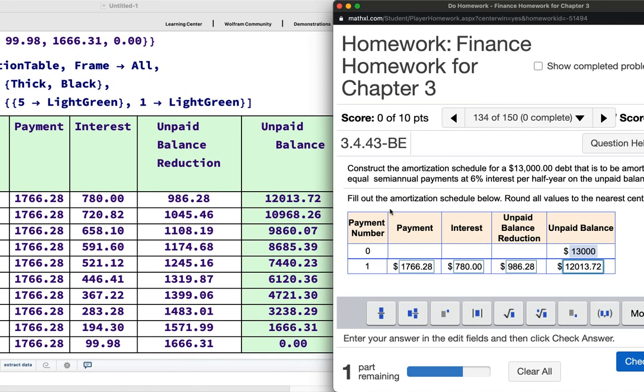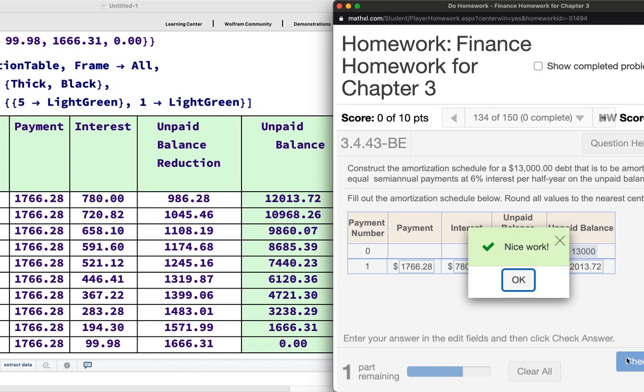$12,013.72. And remember, guys, it's very important that you remember, if I add up these two numbers, I am going to get the payment. That's very important. And where does this number come from? $13,000 minus $12,013.72 is going to equal this value right there. Okay, so that's really important to remember. Okay, let's see if we're correct.